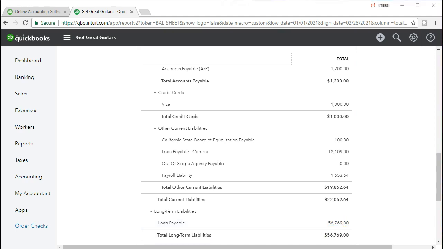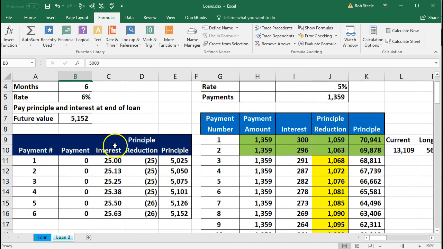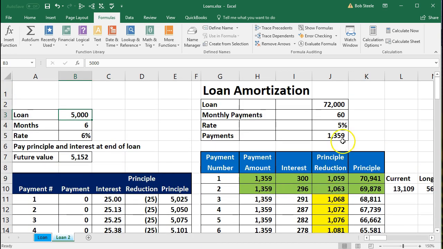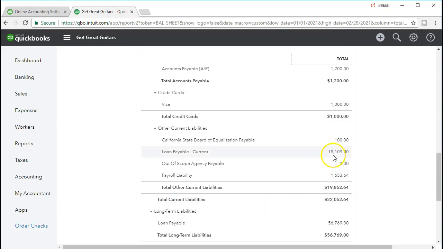We're backing that up with our schedules over here. Here's a $5,000 loan. It's all short-term because it's all due in 6 months. Here's the other loan, it was for $72,000. We now owe $69,878 on it. Therefore, the current portion is this amount plus the 5, or the $18,901. That is going to be the current portion here.